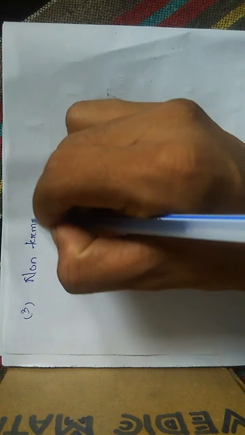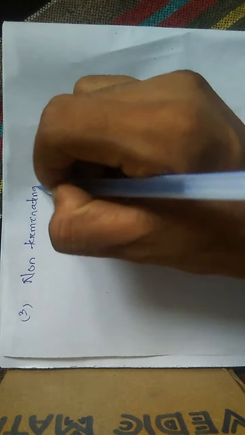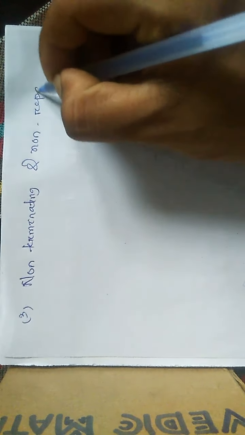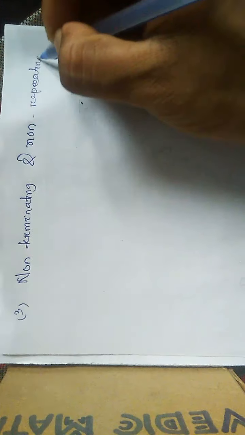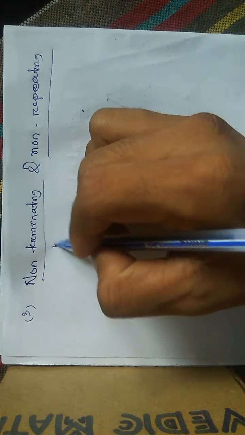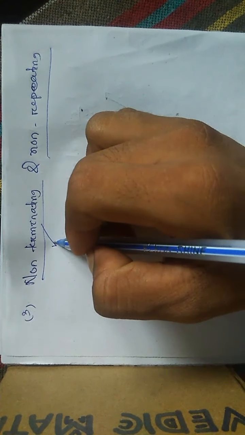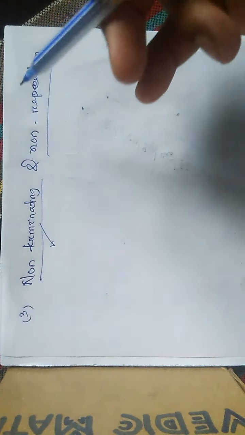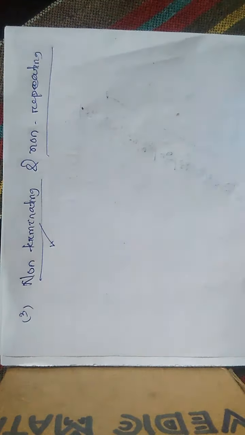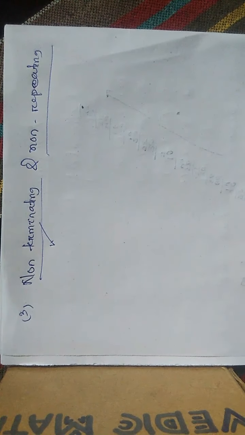Now let us talk about the third type of decimal expansion, that is non-terminating and non-repeating. In this type of decimal expansion you get two terms. The first is non-terminating, which means the decimal expansion does not stop after a certain place, and non-repeating means no digits repeat after a regular interval.